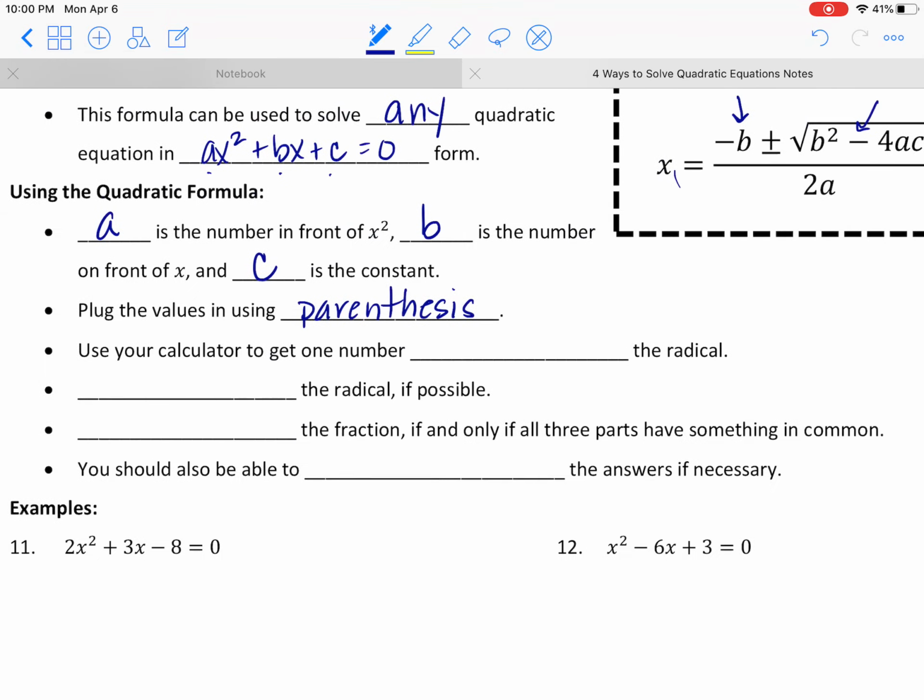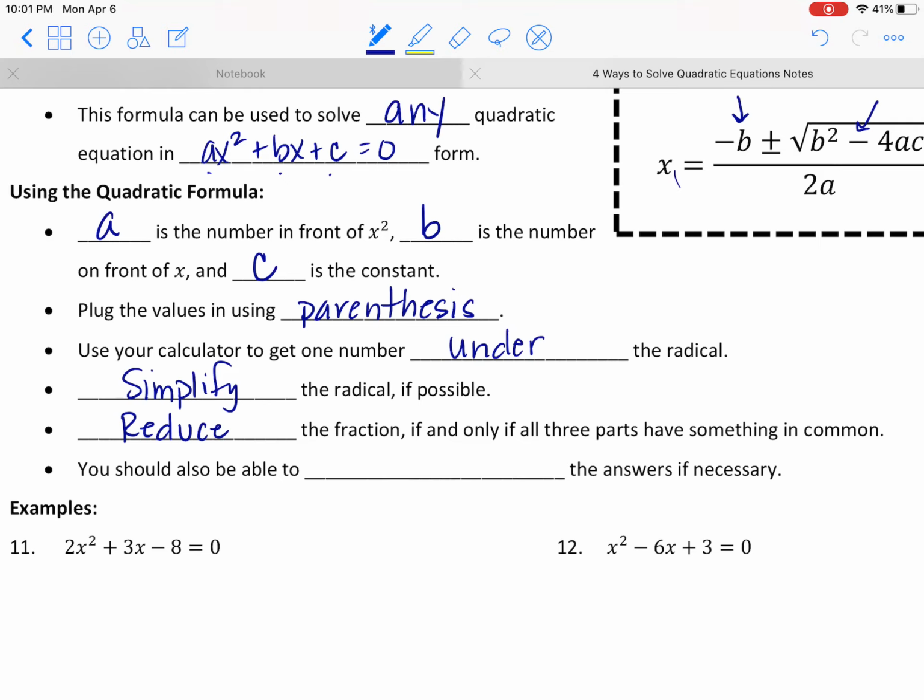And use your calculator. You can do it in your head, but once you get everything plugged in, it's actually half the battle. What we want to do is figure out one number underneath this radical and try to simplify from there. So you're going to use your calculator, hopefully, so you don't make mistakes, to get one number under the radical. And then simplify the radical if you can.